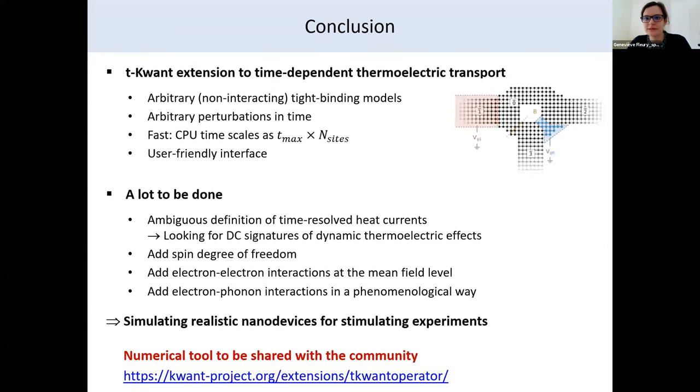Now it's time to conclude. So we have developed an extension to the T-quant software, which allows us to simulate time-dependent thermoelectric transport in large devices with arbitrary time-dependent perturbations, in particular in the non-adiabatic regime. But there are still some issues which need to be clarified and much work to do. In particular, we would like to include electron-electron interactions at the mean field level with a time-dependent Hartree solver.